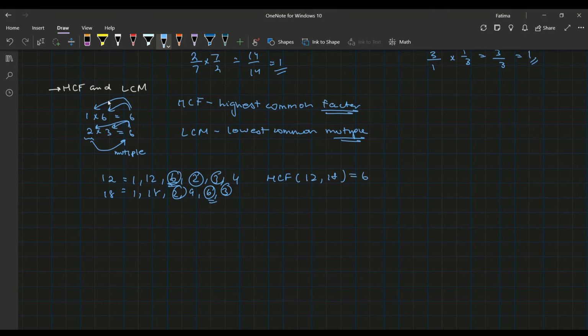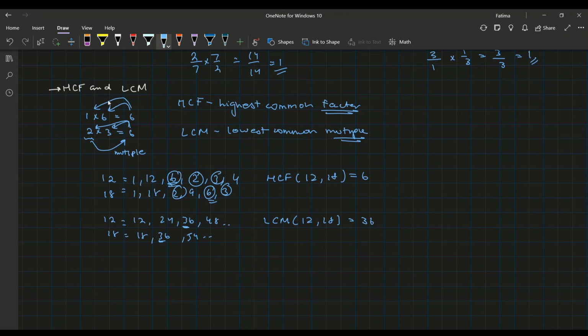In the same way, if we had 12 and 18 and their multiples, we'd have 12, 24, 36, 48, and for 18 it would be 18, 36, 54, and so on. So from the list of multiples over here, the least common multiple would be 36. So the LCM of 12 and 18 is 36.